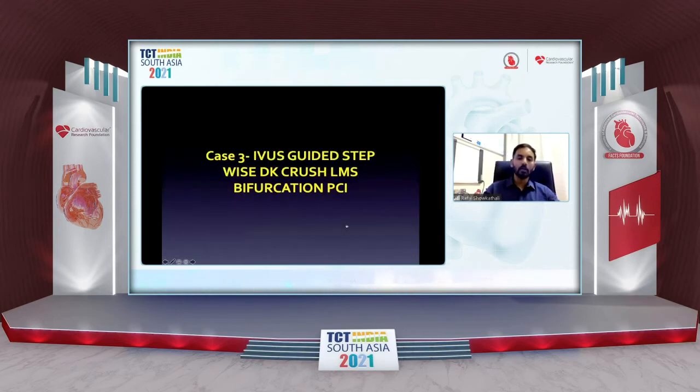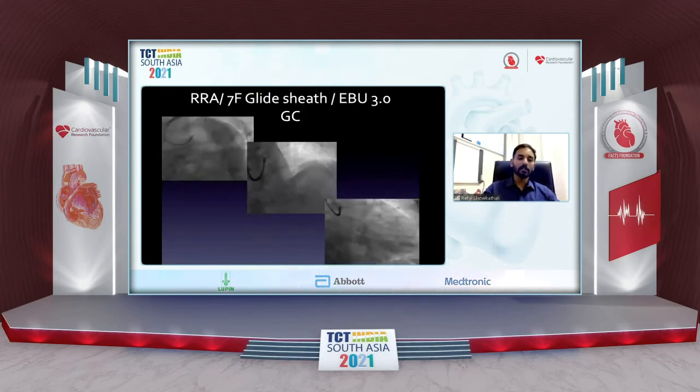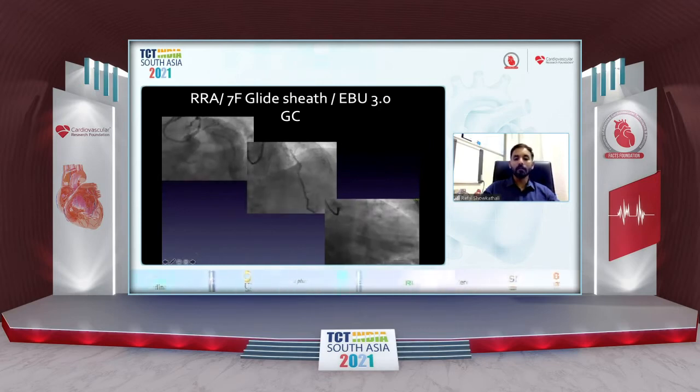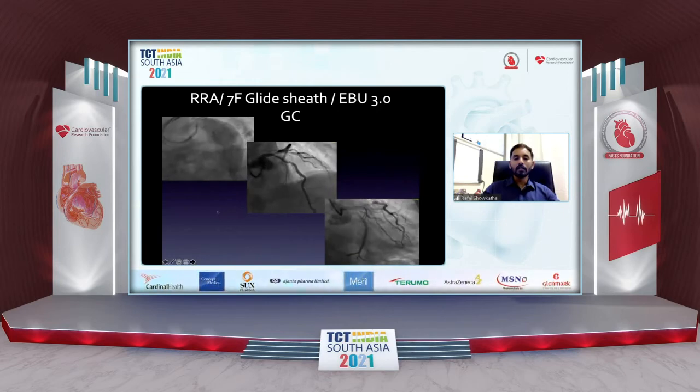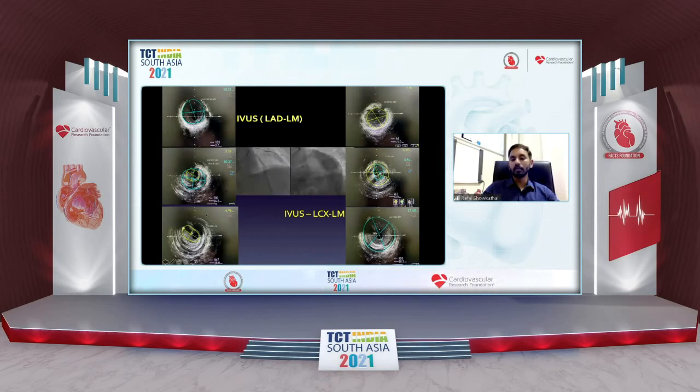Another case is an IVUS-guided DK crush left main PCI through the right radial access. You can see it's a Medina 1,1,1 classification, with the obtuse marginal and the circumflex involved. The LAD has a very tight lesion up to the mid segment. In this slide you can see the S-shaped path of the 7 French catheter from the right radial artery. Even though it's S-shaped, the IVUS catheter went very smoothly. There were no issues.